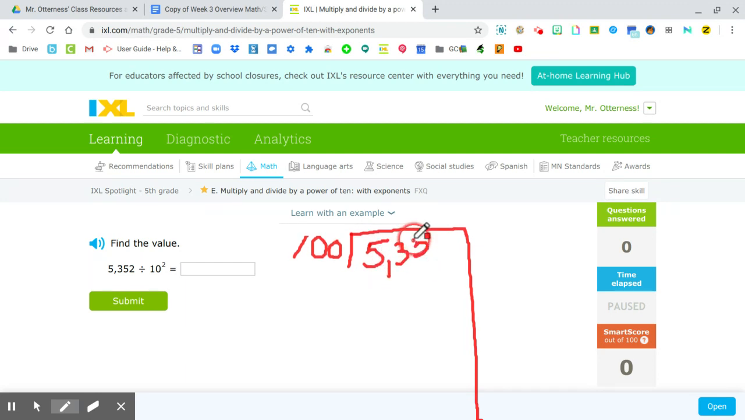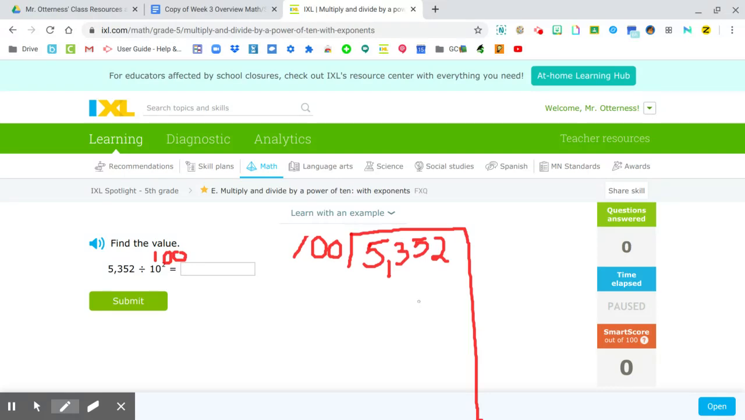5,352. All right, we are dividing by 100, right? Because we had decided that that's what this is. 10 to the second power is 10 times 10, which is 100. Okay, now we can do our division. So I like to use the chunking method. I don't know what actual math teachers call it, but I call it the chunk method because it's like taking chunks out of a total, right? And the chunks are split up into groups of 100, right?